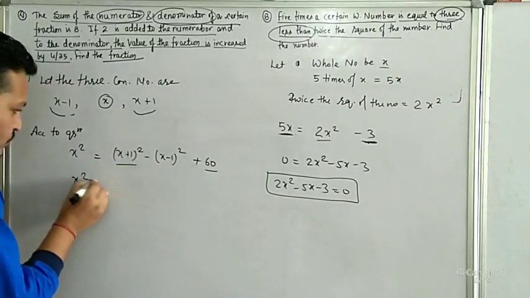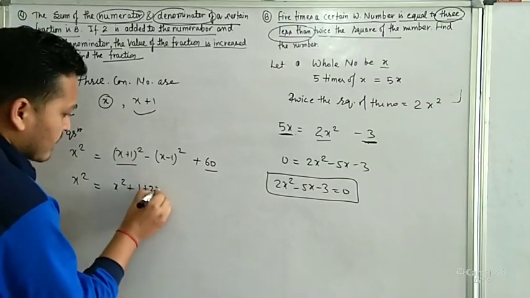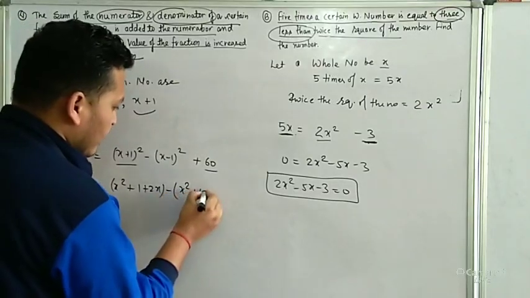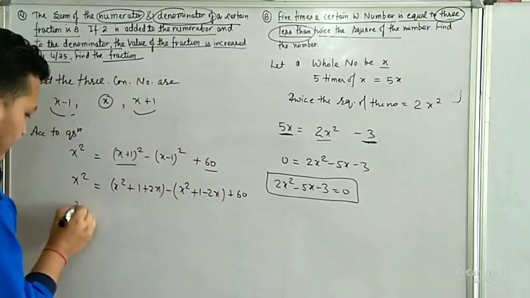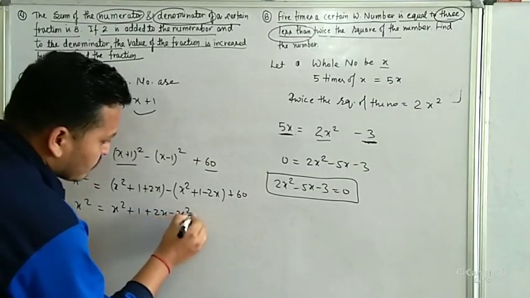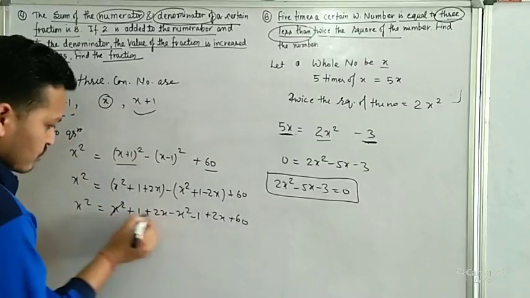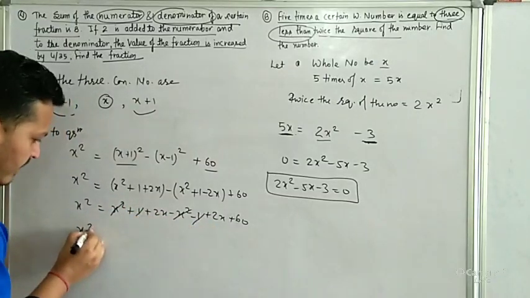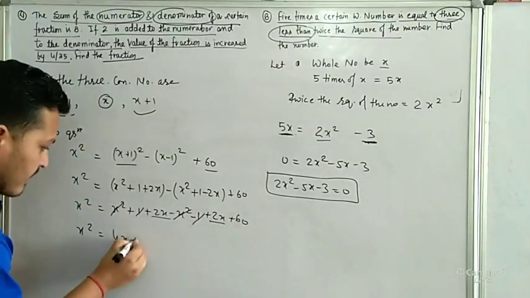So when we solve it, x square is equal to, opening the bracket, x square plus 1 plus 2x, then minus (x minus 1) square, that is x square plus 1 minus 2x, plus 60. Then x square equals x square plus 1 plus 2x minus x square minus 1 plus 2x plus 60. Then x square minus 0, since plus 1 and minus 1 cancel, so x square equals what is remaining: 2x plus 2x is 4x, plus 60.